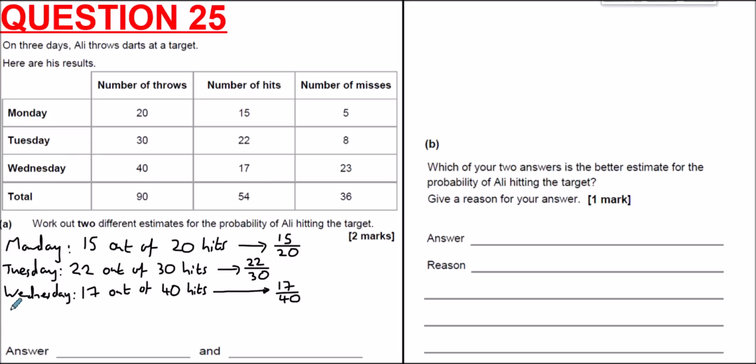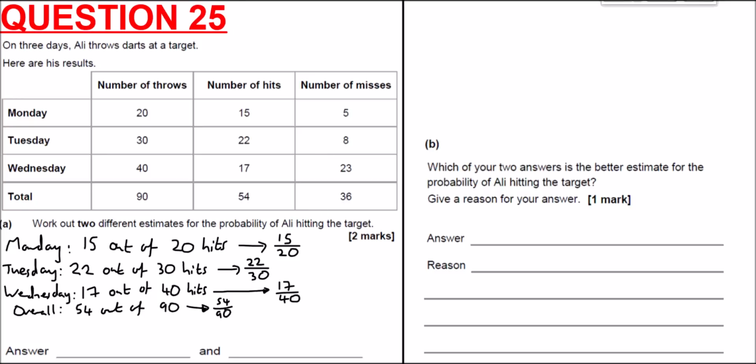Or we could do an overall. These are the overall stats. So overall, he hits 54 out of 90. As a fraction, that's 54 over 90.